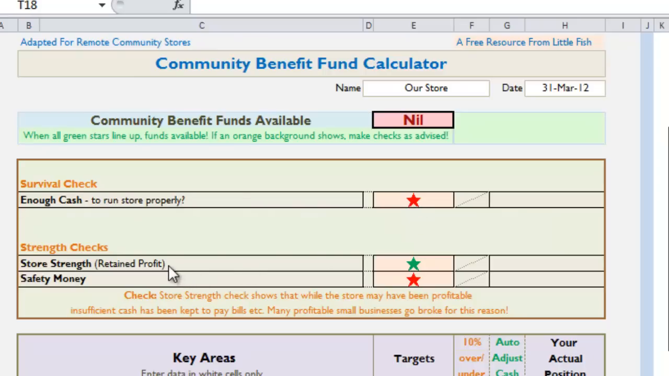And it shows that even though the store profit is green, green star, good, because you're short of cash, it gives you a red background, and it says, while the store could have been profitable, not enough cash has been kept to pay bills. Many profitable small businesses go broke just for the very reason they're getting more profit, but it's not going to their cash and they can't pay their bills. And lastly, safety money, well, we've seen that's below target.